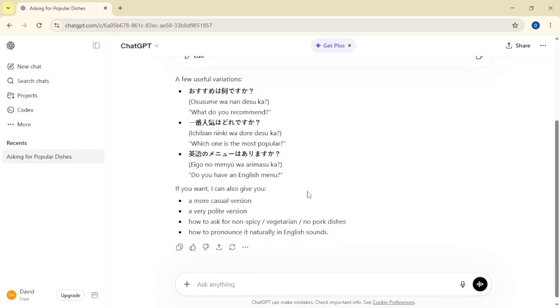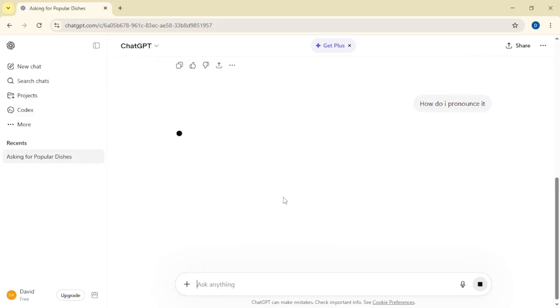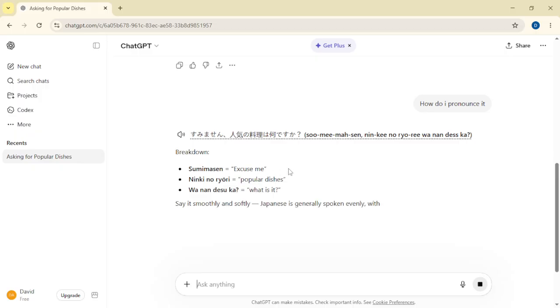Another really useful feature is pronunciation help. After receiving the translated sentence, you can simply ask how to pronounce it. ChatGPT understands what you are referring to and can provide a pronunciation guide that is much easier to follow. This becomes extremely helpful while traveling because you can quickly practice speaking before using the phrase in public.